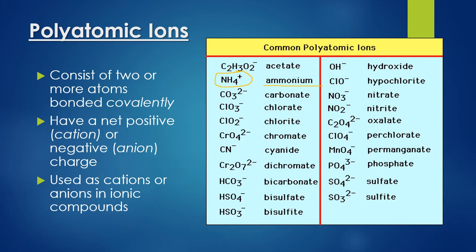Another thing I want to point out is a lot of these names are similar. So let's look at the last two in the table. We have SO4 with a 2- and SO3 with a 2-. So notice they only differ by 1 oxygen. When you're looking at their names, sulfate for SO4 and sulfite for SO3, they only differ by 1 letter. So be very careful when you're naming these compounds, because even just 1 letter difference or 1 oxygen difference can make the answer go from right to wrong.